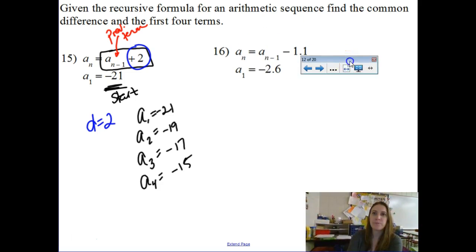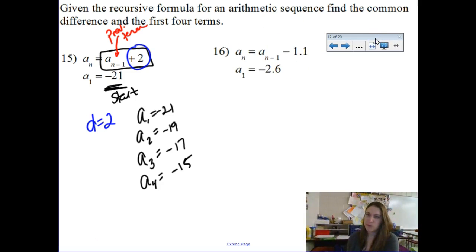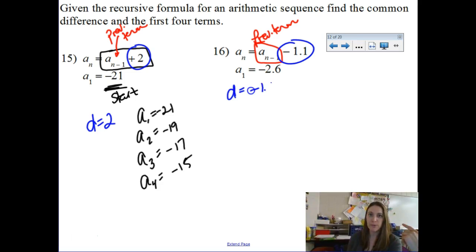So here, this recursive formula says that you take your previous term and you subtract 1.1. So this is your common difference, that you're adding a negative 1.1. When I start listing out my terms, I start at negative 2.6, but if I keep subtracting 1.1, I get negative 3.7, negative 4.8, and negative 5.9.